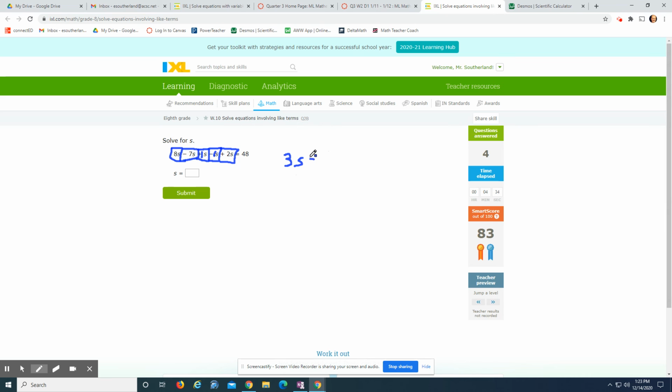is equal to 48. And then I'm going to divide both sides by 3. Those cancel out. S drops down. 48 divided by 3 is 16. You can use a calculator if you're not very good with big numbers. And then we go on to a similar type of problem, which you can solve if you want.